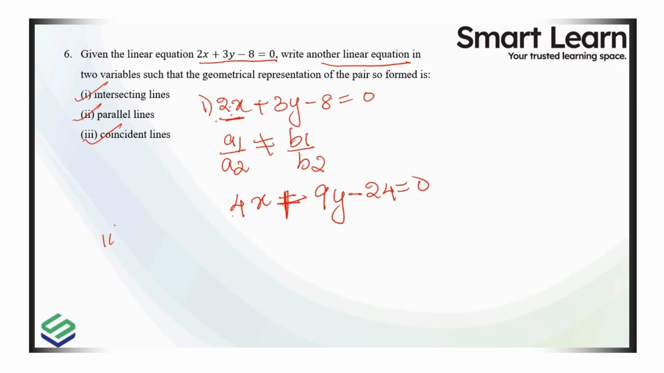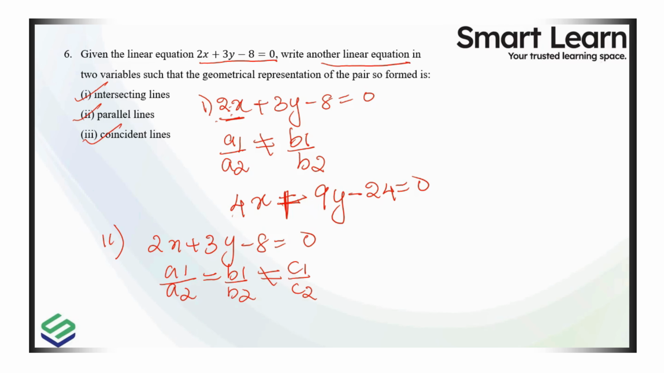Next is the parallel line. So 2x plus 3y minus 8 equal to 0. Here what is the condition? a1 by a2 equal to b1 by b2 is not equal to c1 by c2. That is parallel. So I will multiply with a number that satisfies the first two terms, that is, I will multiply by 2. So 4x, then multiplying with 2, 6y. But for the next one I have to multiply with any number other than 2, so I am writing minus 9.